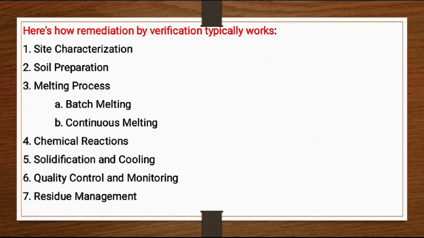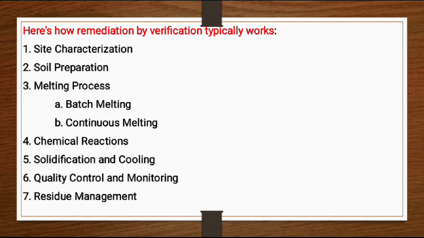First one is the site characterization. We all know what site characterization is, so I need not repeat it. And second is soil preparation. The contaminated soil or waste is excavated and transported to another facility where the vitrification plant is. There, the soil may be screened, sorted or pre-treated to remove debris, aggregates or large objects before vitrification.